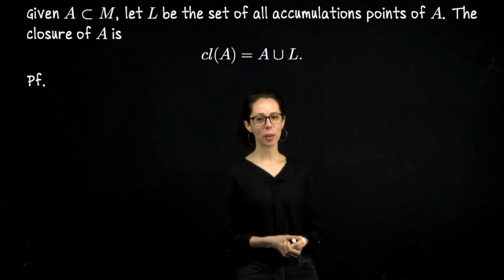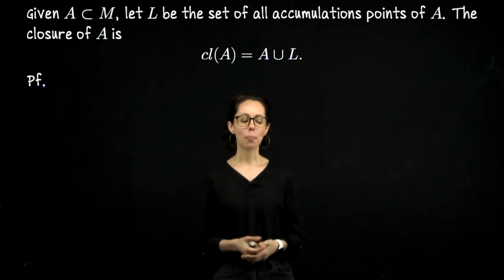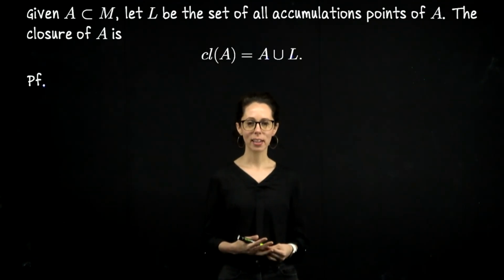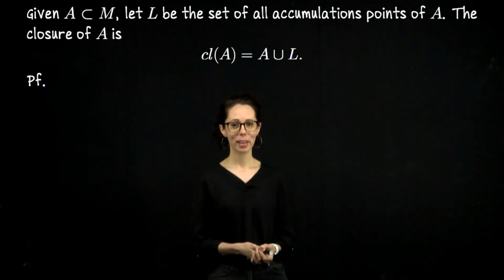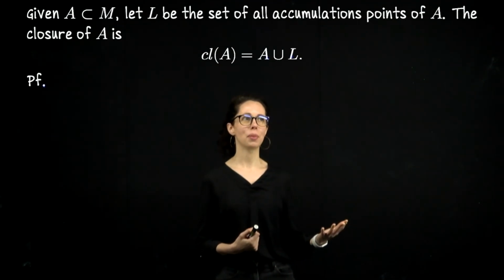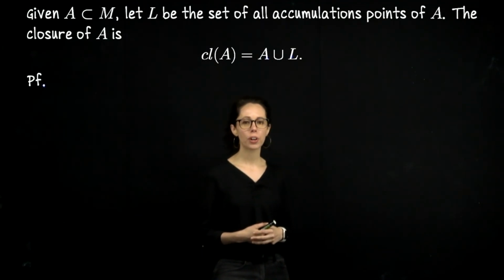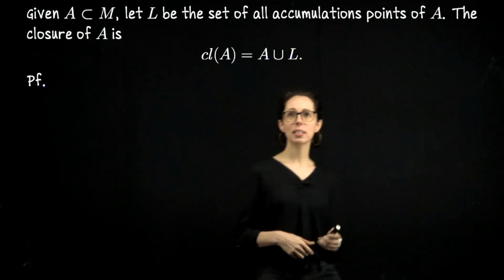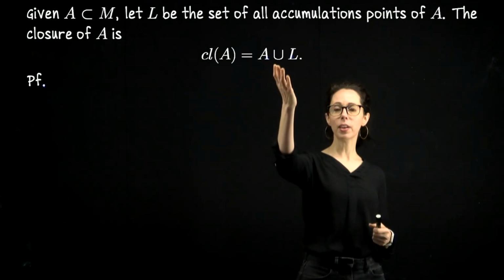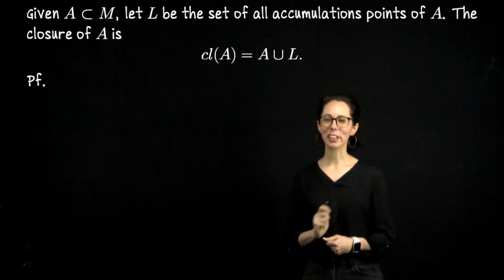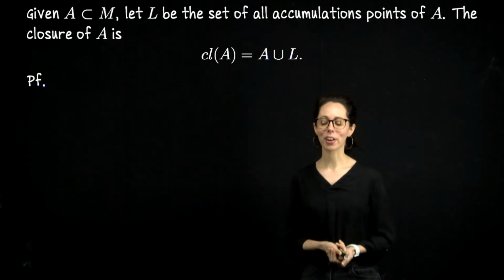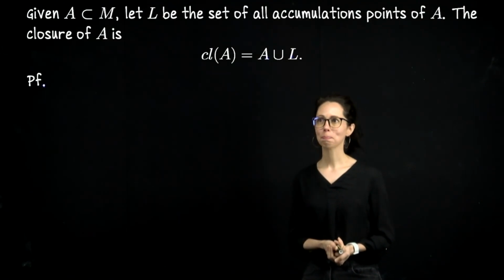A moment ago, when we computed the closure of the Archimedean set, I pointed out that it was the union of that set together with the single point 0, which is in fact its only accumulation point. That's a nice example of this theorem, which tells us that the closure of A can be found if you take the union of A and its family of accumulation points, which I will denote capital L, where capital L here is secretly standing for limit point, just another word for accumulation point.